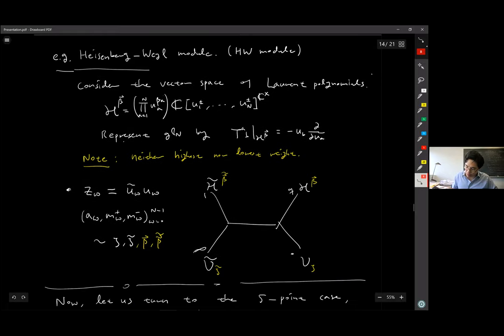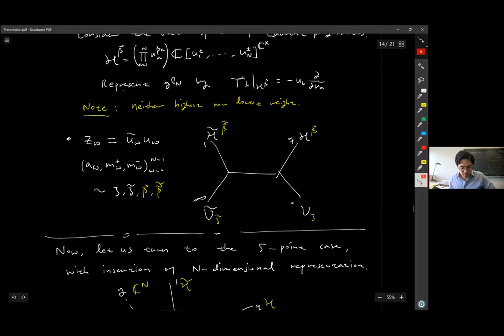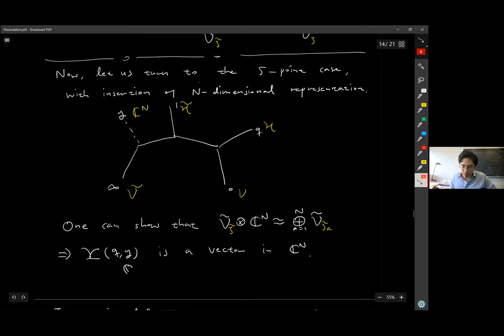Okay, then I'll move on to the 5-point case. Here I have an additional C^N representation, the standard n-dimensional representation. And this 5-point case is almost similar to the 4-point case. It can be thought of as n copies of the 4-point case, because the tensor product of one Verma module with C^N can be shown to be a direct sum of n Verma modules with shifted weights.